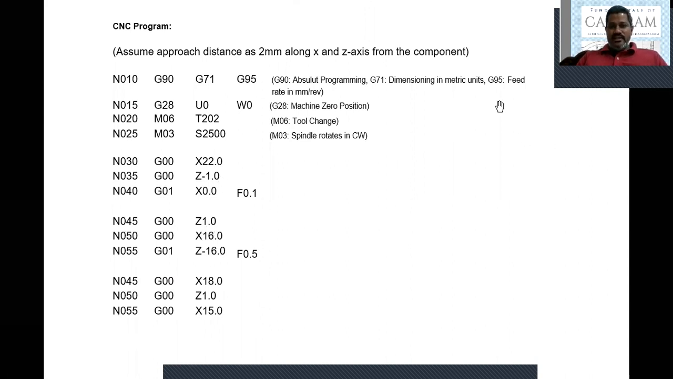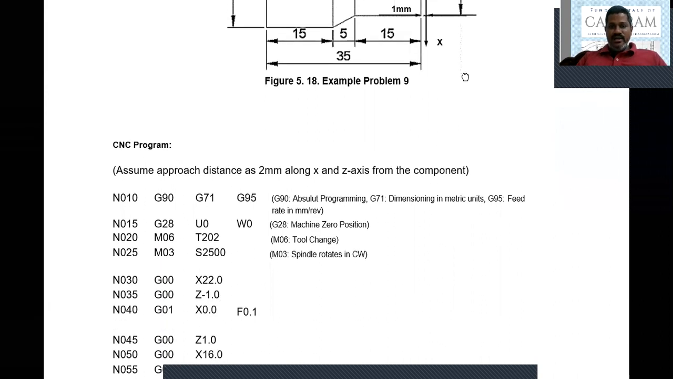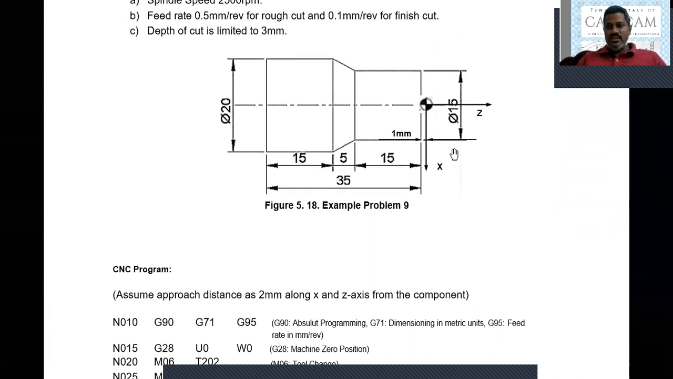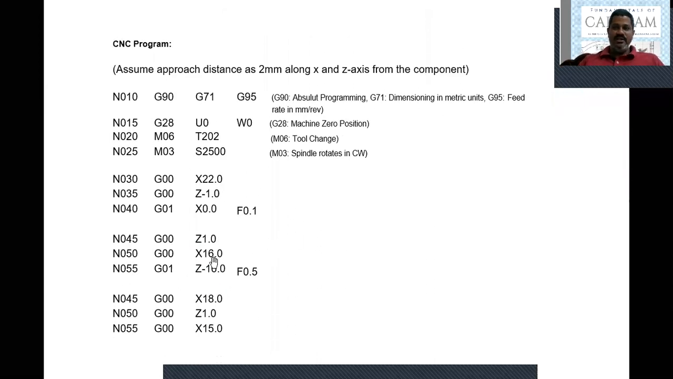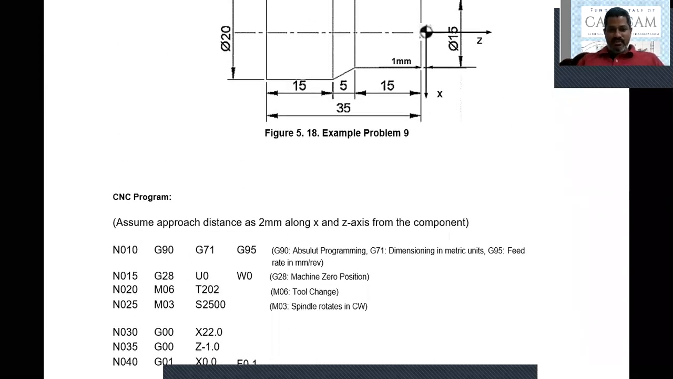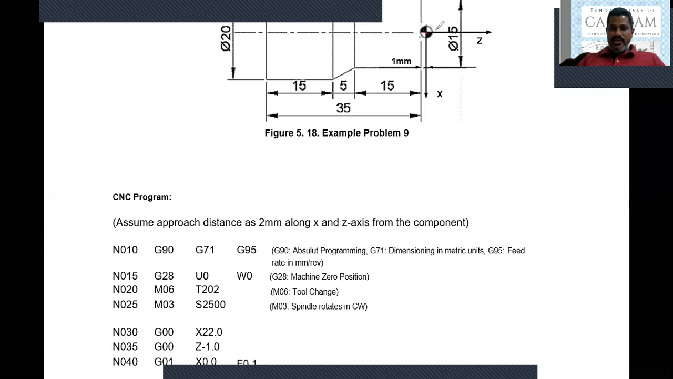And from that point, my intention is to turn the block. Initially, I am reducing the diameter of this block to 16 millimeters, from 20 to 16 millimeters. Hence, I am moving the tool to 16 millimeters. So from here, the tool will come to 16 millimeters. Exactly. Now my tool is at this location. So Z is equal to positive 1 here.